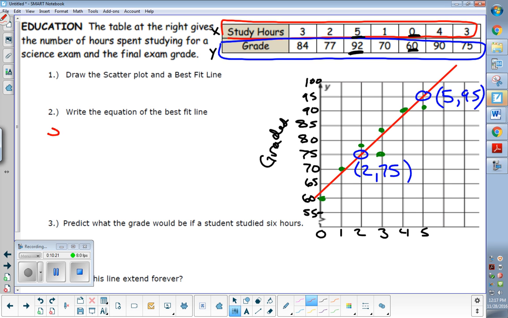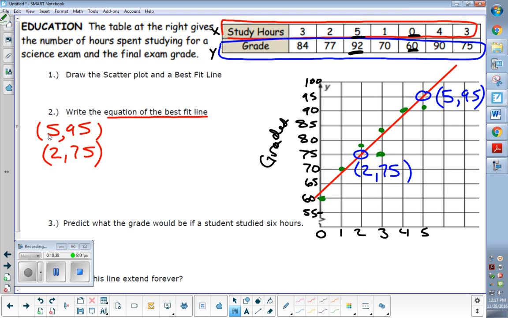So I found 2 points. I've got 595 and 275. I had different points earlier. Those are the ones that work for me right now. So you might have something slightly different. That's where mine are. Okay, so once I've done that, I'm going to write the equation of the best fit line.